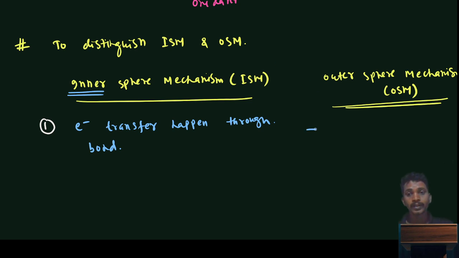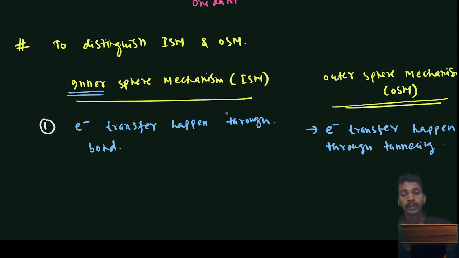For outer sphere mechanisms, what we say is that there is no bond in the complexes, meaning where electron transfer happens, there will be no bond. So electron transfer does not happen through a bond, it happens through tunneling, which we will discuss in detail while we are discussing the outer sphere mechanism. So here the electron transfer does not happen through a bond, it happens through tunneling.